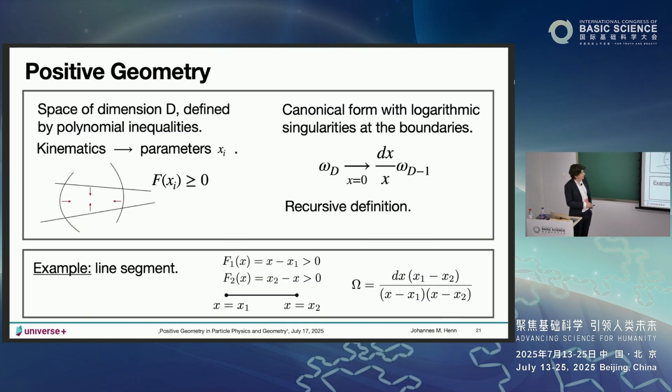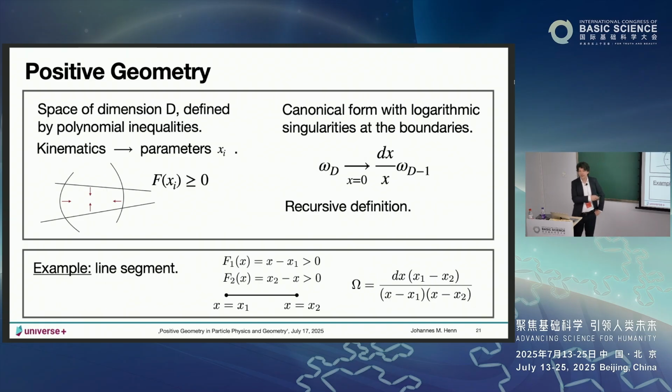Here's a toy example. Let's just take the line segment as here. Then this is just the one-form which has poles at the boundary of a segment, and it has a certain numerator which has to do with a normalization convention. So again, if you go to the boundary, you have a simple pole, and the numerator has been chosen so that the residue is just plus or minus 1.